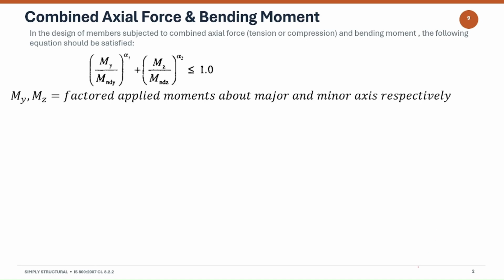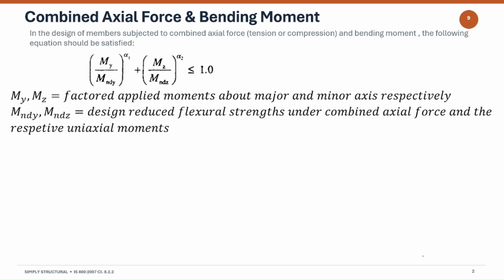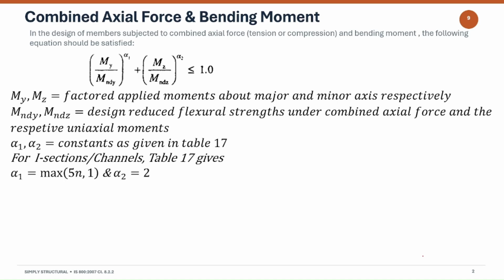What is My and Mz? My is the minor axis bending moment that is applied on the beam, and Mz is the major axis bending moment that is applied on the beam. Mndy and Mndz are the design bending moments. Obviously, we are going to calculate the reduced flexure strengths considering the reduction factor xi LT. Alpha 1 and alpha 2 are the constants that are given in Table 17 of IS 800 2007.